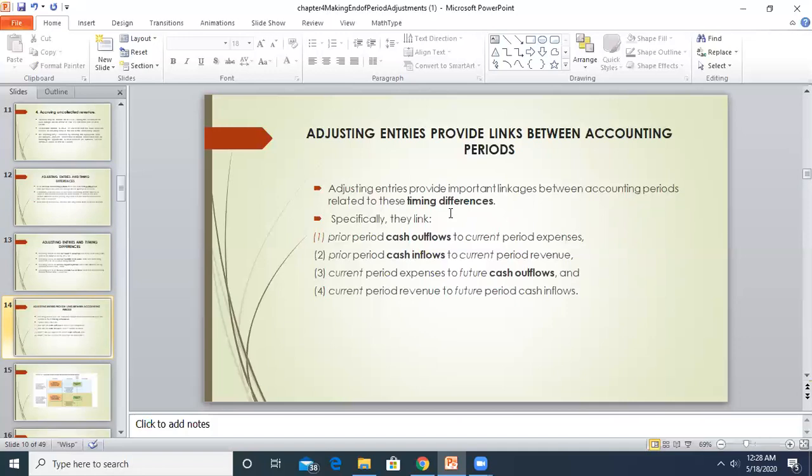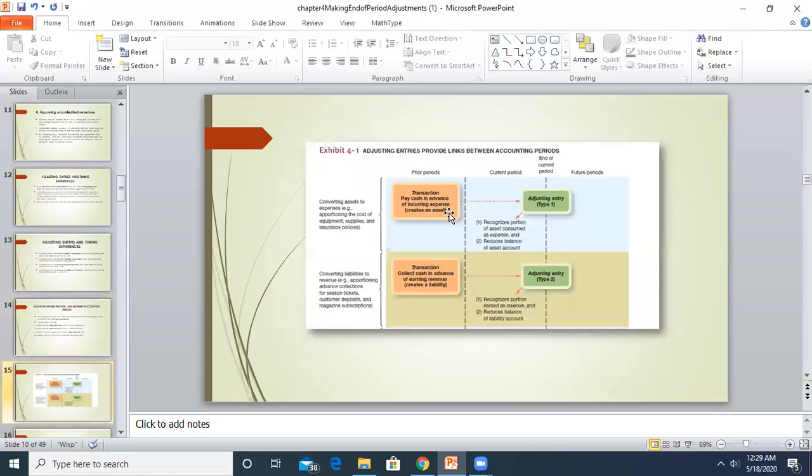Sometimes it happens that we are incurring expenses for a future period, so that adjustment is also required. And sometimes the current period revenue relates to future period cash inflows. So here are the four types of linkages that we develop because of the accounting system that exists in accrual accounting. So here is the cycle of it, that there are three periods. You have a prior period, you have a current period, and then you have a future period.